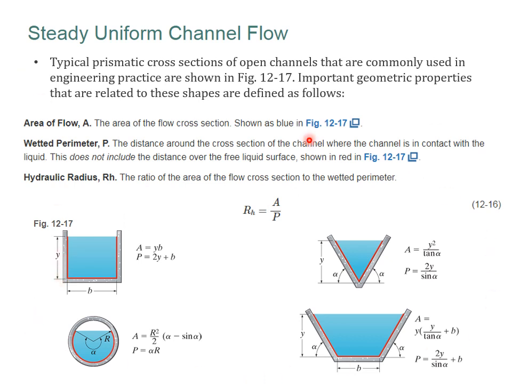So in this diagram in the book, he defines some generic properties of the shapes you see. He gives the area and perimeter. A is area, P is perimeter. RH is the hydraulic radius. This is the ratio of the area of the flow cross section to the wetted perimeter. So in some of the problems, you can come back and look in these diagrams and calculate A and P.